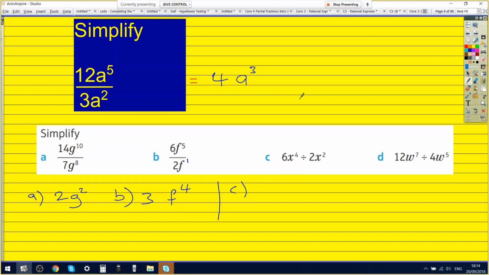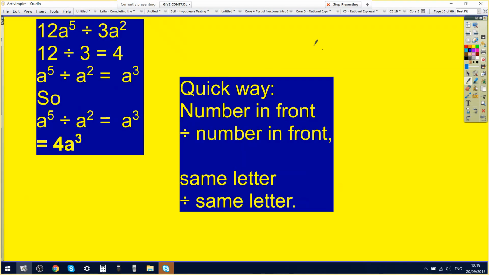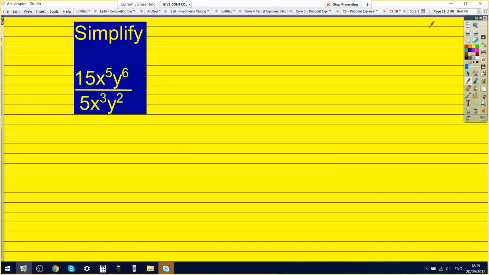Okay, C. It's written a different way, but it's the same thing. Try it. C, yeah. 3x2. Everyone makes that mistake. And try D. 3w squared. Okay. And the quick way of doing these is number in front divided by number in front, and then same letter divided by same letter, which you do by subtracting. So you have a mixture of dividing and subtracting.